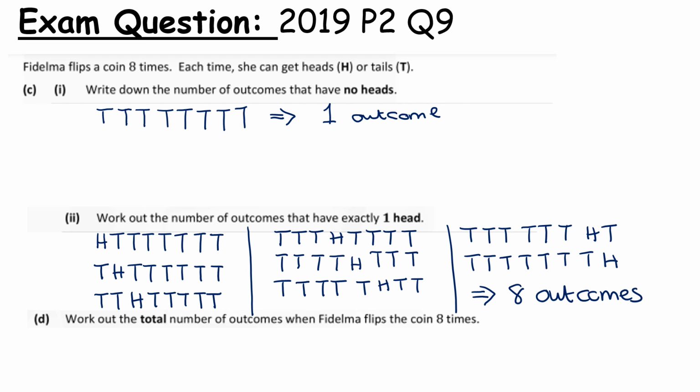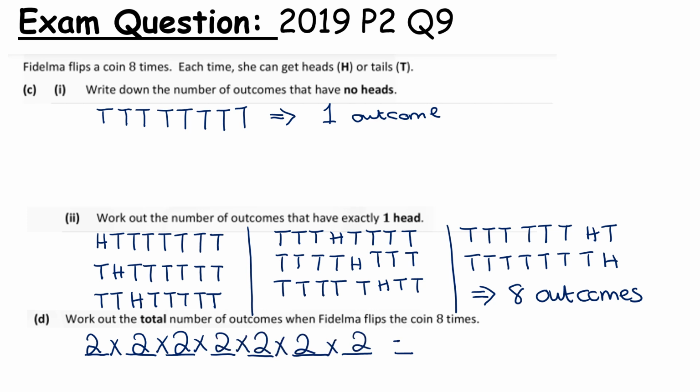So then work out the total number of outcomes when Fidelma flips a coin 8 times. So anytime we want our outcomes, we're thinking about that fundamental principle of counting. So we do 8 times. For every flip, there's 2 outcomes. So heads or tails. And then the second flip, heads or tails. Second flip, and so on. Because that word and, we're multiplying. Simplifying that gives us 2 to the power of 8. So you're multiplying 2 by itself 8 times, and that gives us 256 different outcomes.